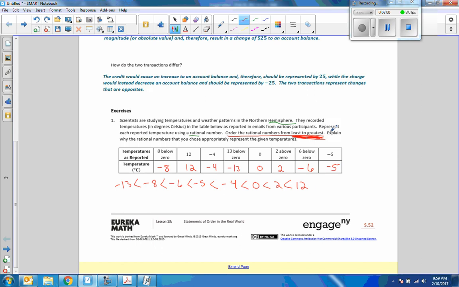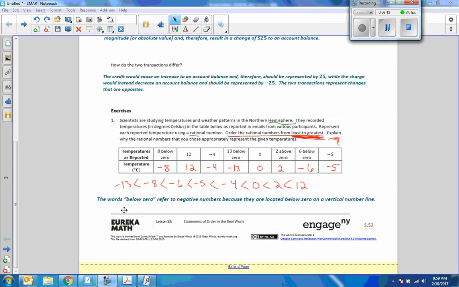So then it says explain. Okay? Don't ignore this word here. Explain why rational numbers that you chose appropriately represent the given temperatures. The words below 0 refer to negative numbers because they are located below 0 on the number line. So that's why we chose these below zeros as negatives, and negative is less than 0, and positive are greater than 0.